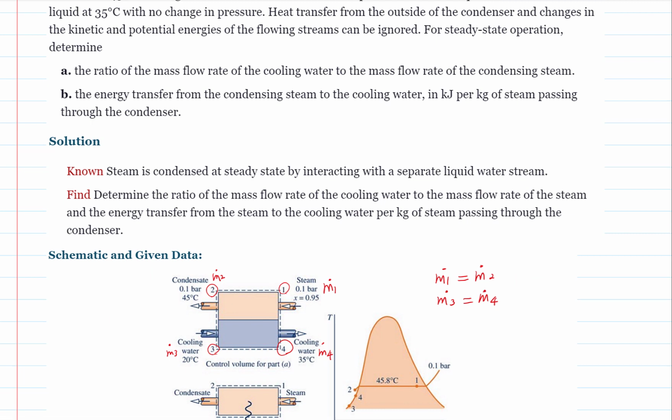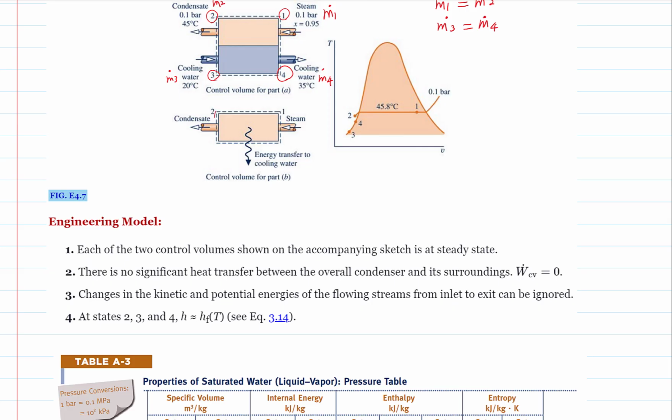The second question is to determine the energy transfer from the condensing steam to the cooling water in kilojoules per kilogram of steam passing through the condenser. If the system contains both the steam and cooling water, Q dot is 0. In this question, we want to determine the heat transfer from the condensing steam to the cooling water, so we select the system boundary for the steam. This is our system boundary, and we want to determine how much heat is removed from the steam.